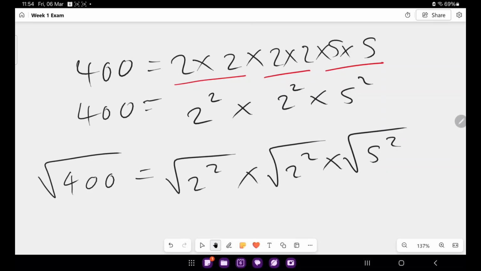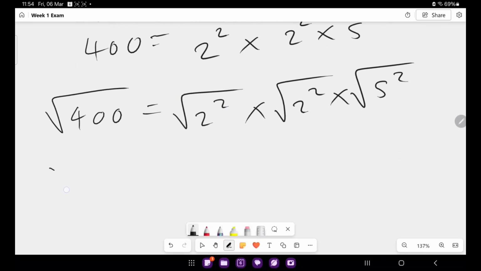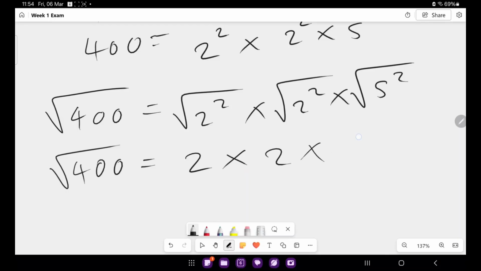So now here we leave it just the square root of 400, since that's what we are looking for. The square root of 2 squared, if you know your laws of indices very well, you know that the square root and squared cancel each other. So we are left with 2, then we are left with 5. So now 2 times 2, which is 4, times 5, it will give us 20.